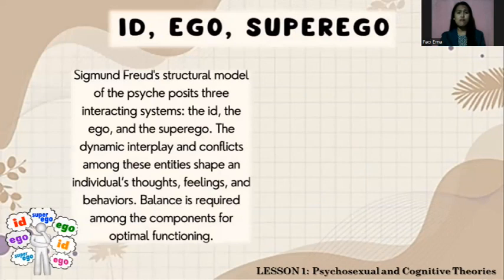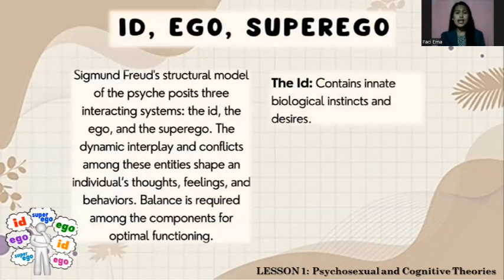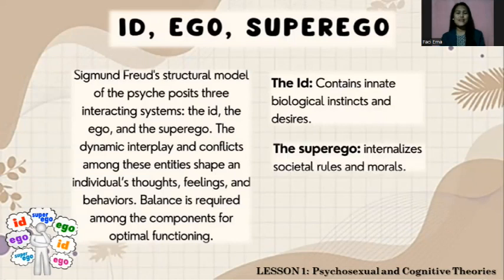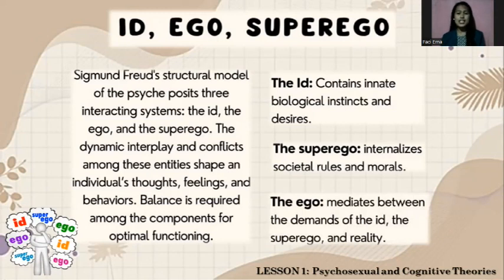Sigmund Freud's structural model of the psyche posits three interacting systems: the id, the ego, and the superego. The dynamic interplay and conflicts among these entities shape an individual's thoughts, feelings, and behaviors. Balance is required among the components for optimal functioning. The id contains innate biological instincts and desires, and the superego internalizes societal rules and morals. The ego mediates between the demands of the id, the superego, and reality. So this is the balancer of these two, the ego.